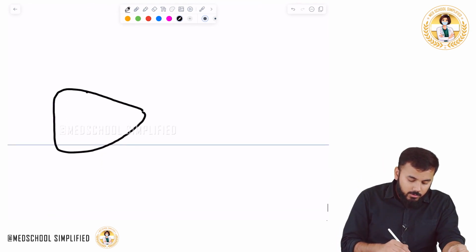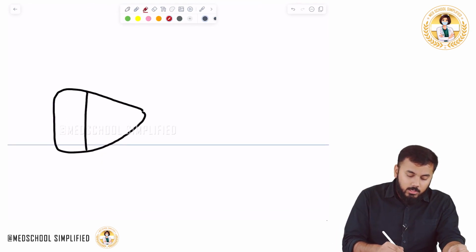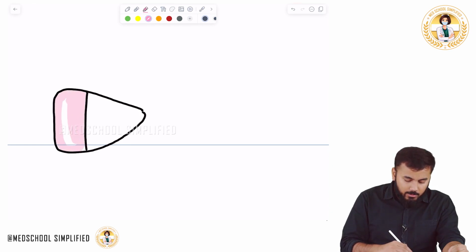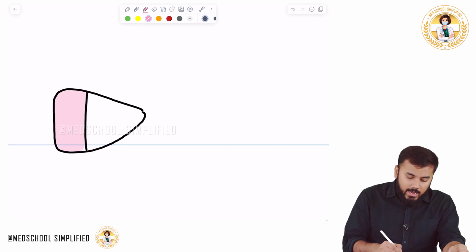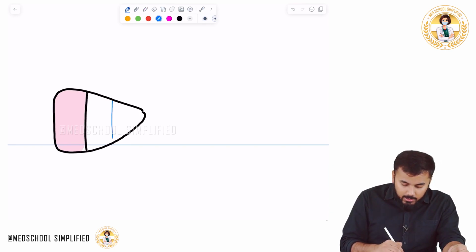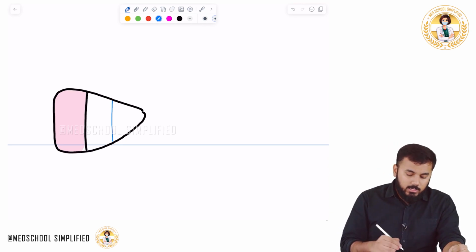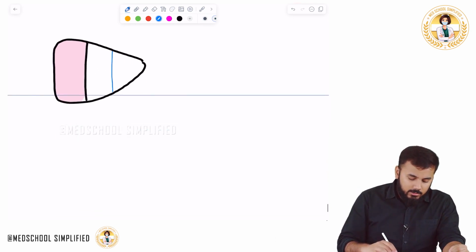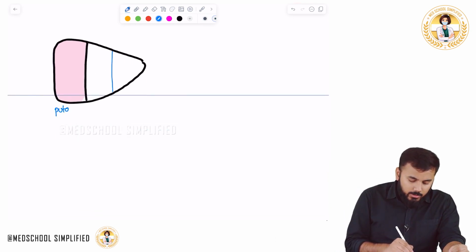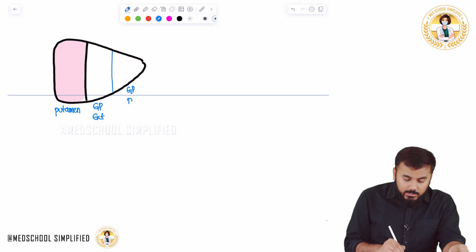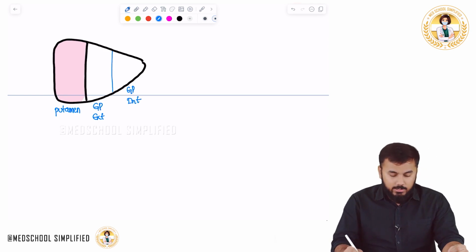Now, this lentiform nucleus has got two parts. Again, I'm telling you. So, what is this part over here? This part is called a putamen. Putamen is the part that is present outside. And the next important thing is that the inner part is called your globus pallidus. Within this globus pallidus, again, there are two parts: globus pallidus externus and internus. So let me write it down. This is your putamen. This is globus pallidus externus, and this is globus pallidus internus.